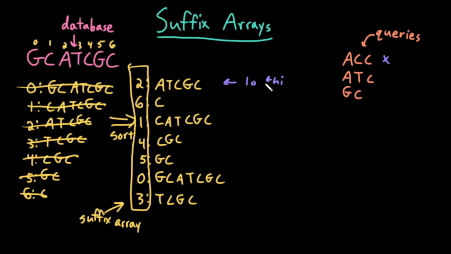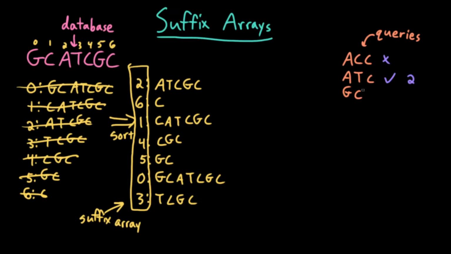High and low are equal. So then mid is their average, which is also the same value. ATC, hey, that matches. ATC does indeed match the prefix of this suffix. Therefore, yes, ATC exists at index 2. Okay, let's try one more example.